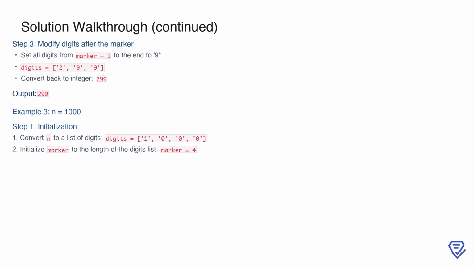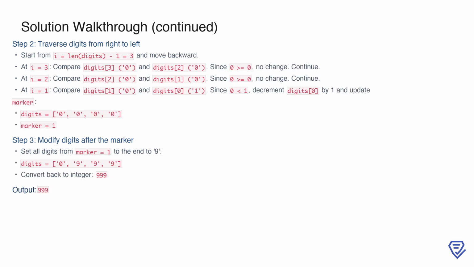Now, moving on to the next example, we have n equal to 1000. As with the previous examples, we begin by converting the number into a list of digits, which gives us 1000. We also initialize the marker to the length of the list, which is 4. In this case, we traverse the digits from right to left, starting at index 3. At index 3, we compare 0 with 0. Since 0 is greater than or equal to 0, no changes are made. At index 2, we again compare 0 with 0, and similarly, no changes are needed.